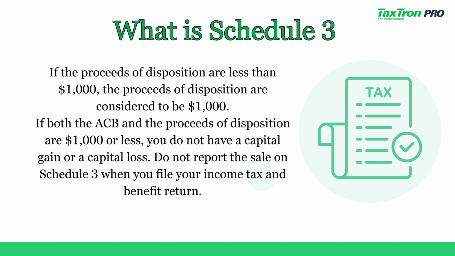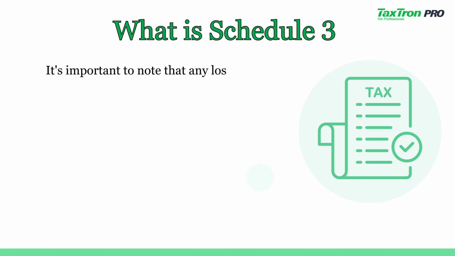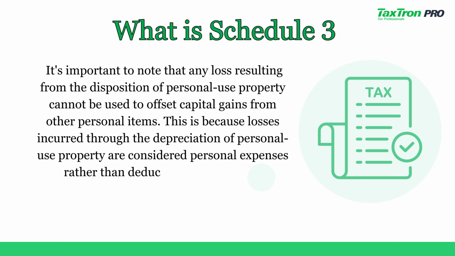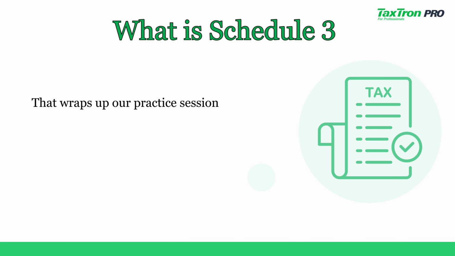If both the ACB and the proceeds of disposition are $1,000 or less, you do not have a capital gain or a capital loss. Do not report the sale on Schedule 3 when you file your income tax and benefit return. It's important to note that any loss resulting from the disposition of personal use property cannot be used to offset capital gains from other personal items. This is because losses incurred through the depreciation of personal use property are considered personal expenses rather than deductible capital losses. That wraps up our session on Schedule 3.